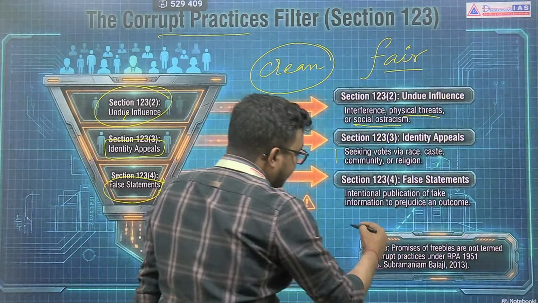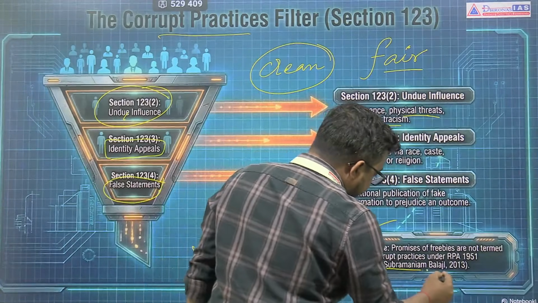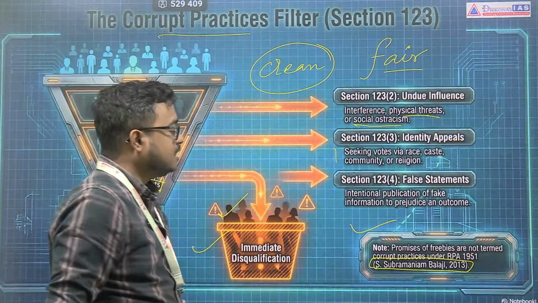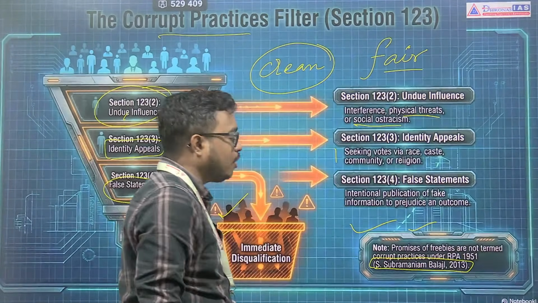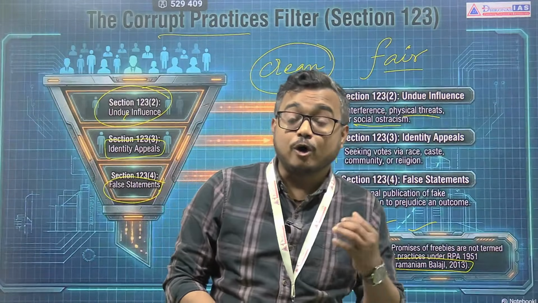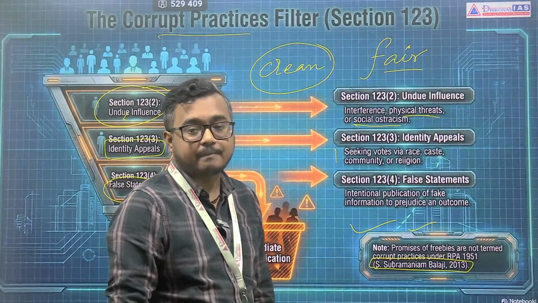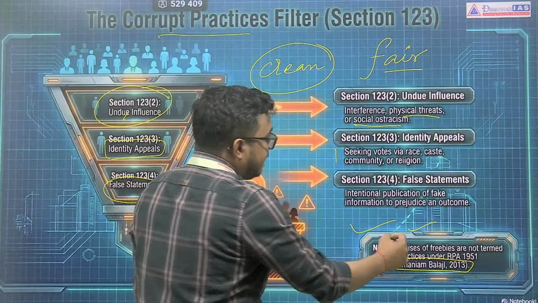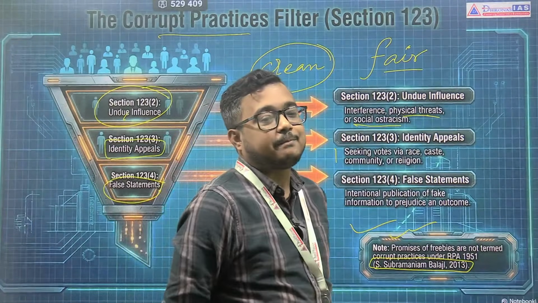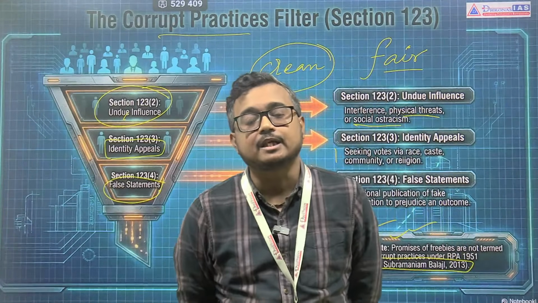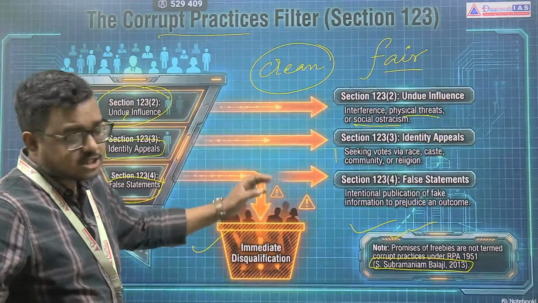And obviously, the promises of freebies. Under the Subramaniam Balaji 2013 case, the promises of freebies are not termed corrupt practices. So all those freebies that are being promised during the election are not corrupt practices. That means you have a safeguard here. The parties have a safeguard here, and that's why you can see an increase in the freebie culture across India. Right. Okay. So that is corrupt practices.